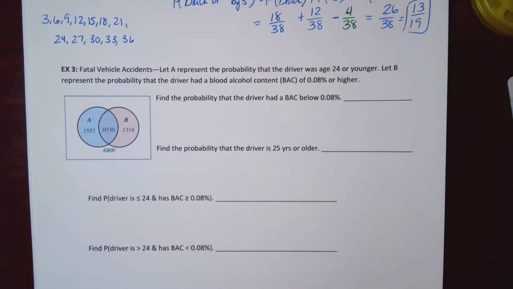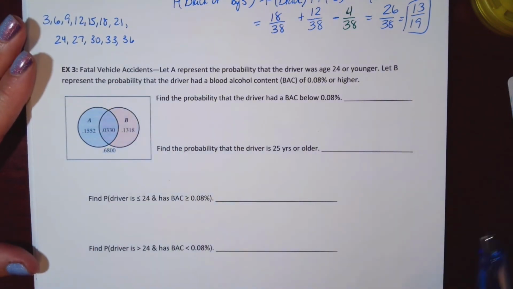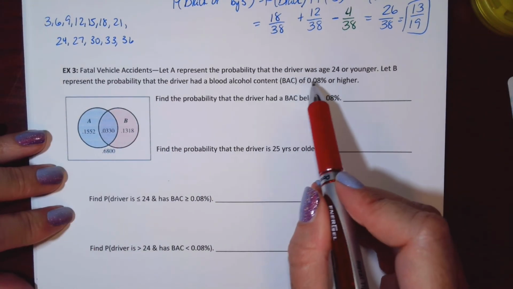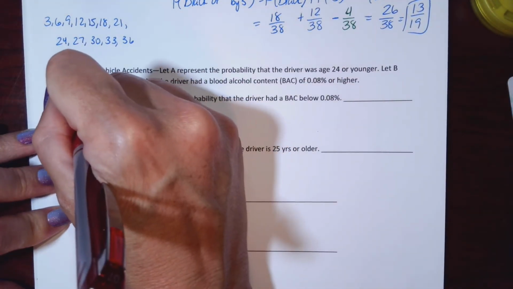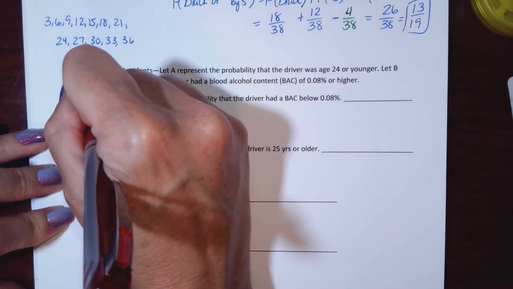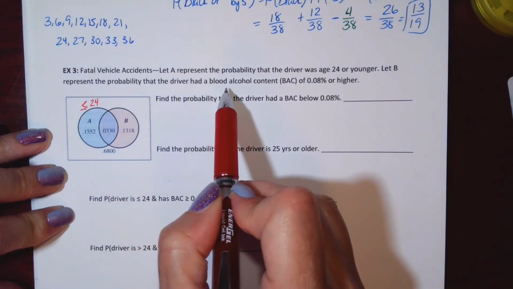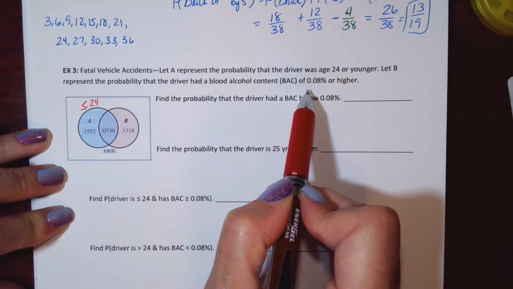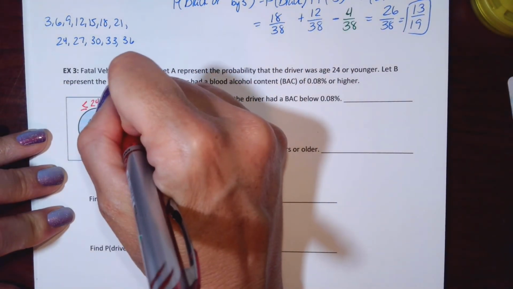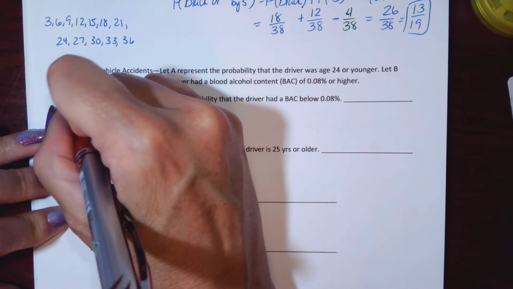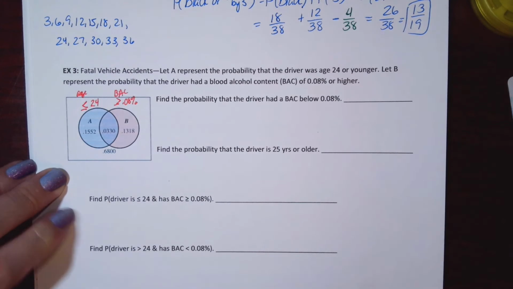Now this one sets up a Venn diagram for us. Fatal vehicle accidents. Let A represent the probability that the driver was age 24 or younger. So this is the driver is less than or equal to 24 years old. Let B represent the probability that the driver had a blood alcohol content of 0.08% or higher. Okay, so A is age. B is blood alcohol content.